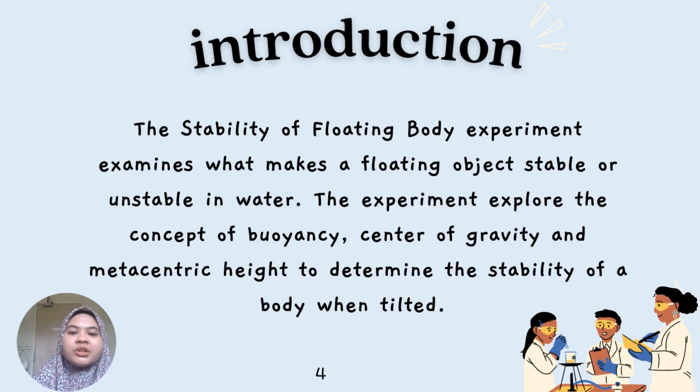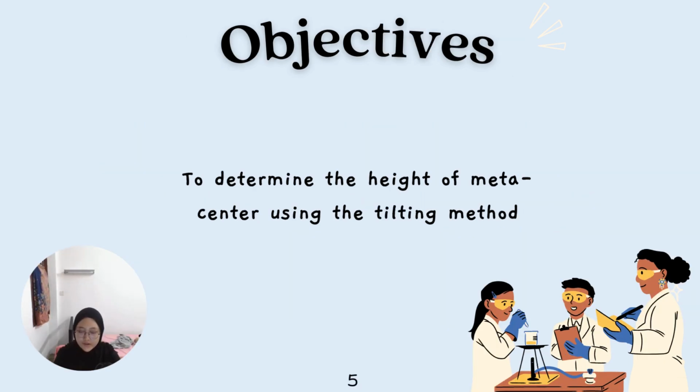For the introduction, the stability of floating body experiment examines what makes a floating object stable or unstable in water. The experiment explores the concept of buoyancy, center of gravity, and metacentric height to determine the stability of a body when tilted. So the objective of this experiment is to determine the height of the metacenter using the tilting method.